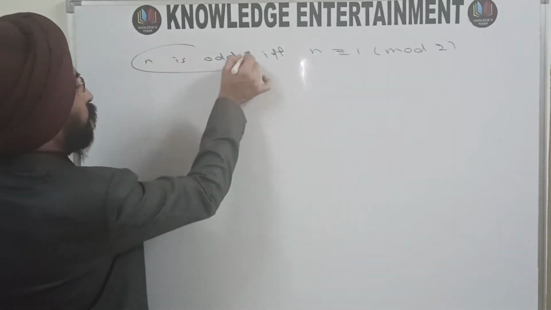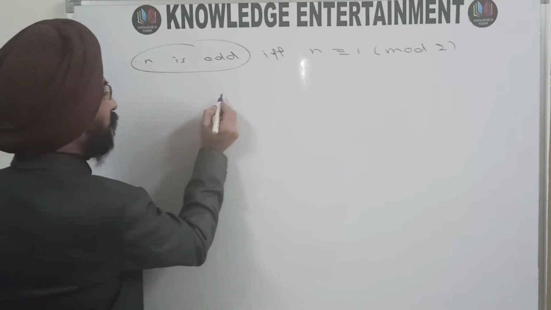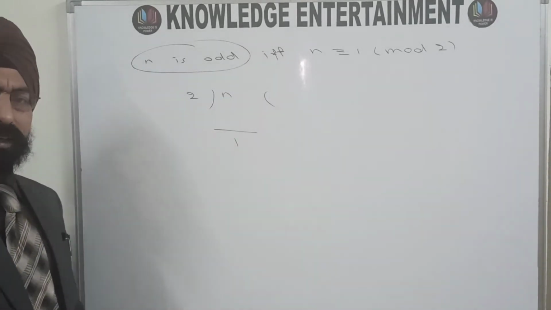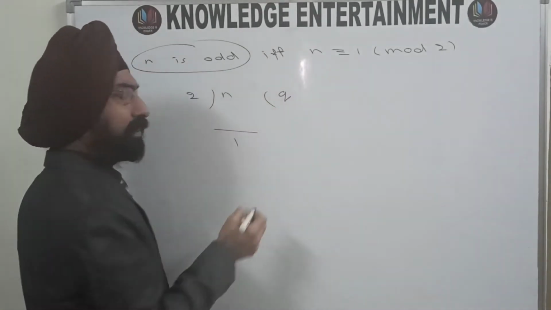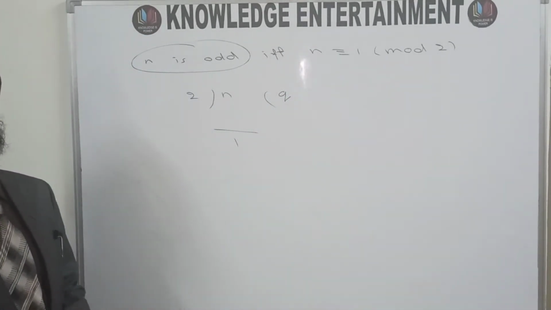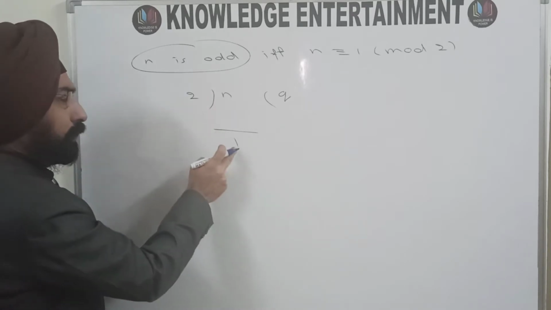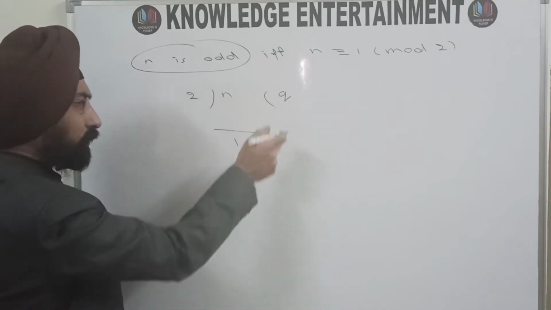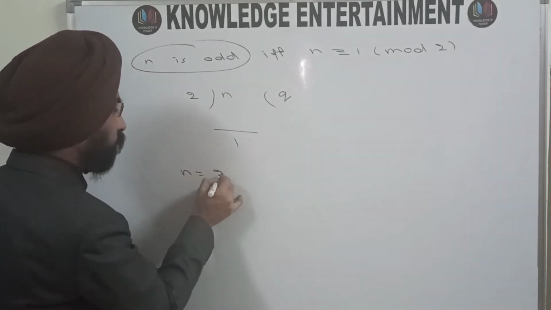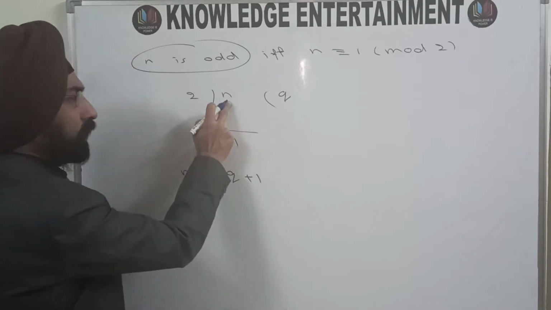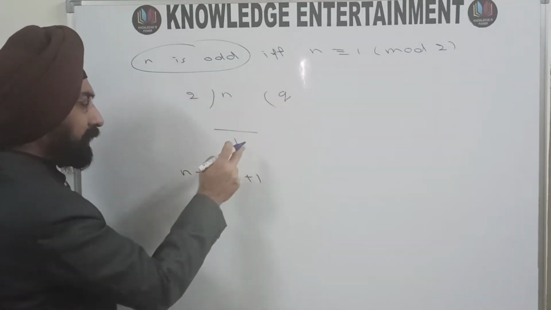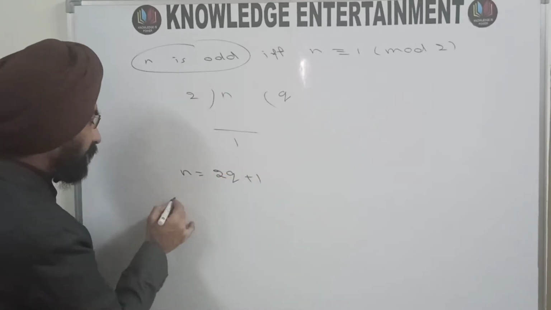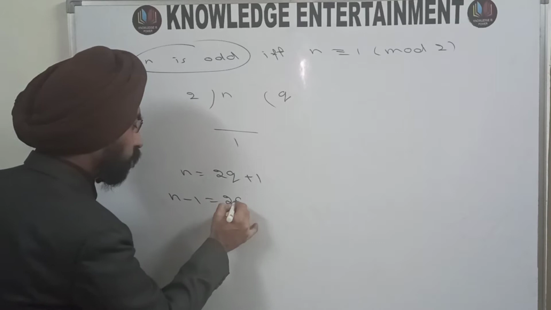So suppose N is odd. If your N is odd and you divide your N by 2, the remainder you are going to get is 1. And whatever the quotient is, let it be Q. If you divide N by 2, your remainder is 1, and whatever the quotient Q is, you can just put here Q. And from this, you can write N is equal to 2 times Q plus 1. Is it true? So this is your N. Take this 1 to the side. So N minus 1 is equal to 2Q.